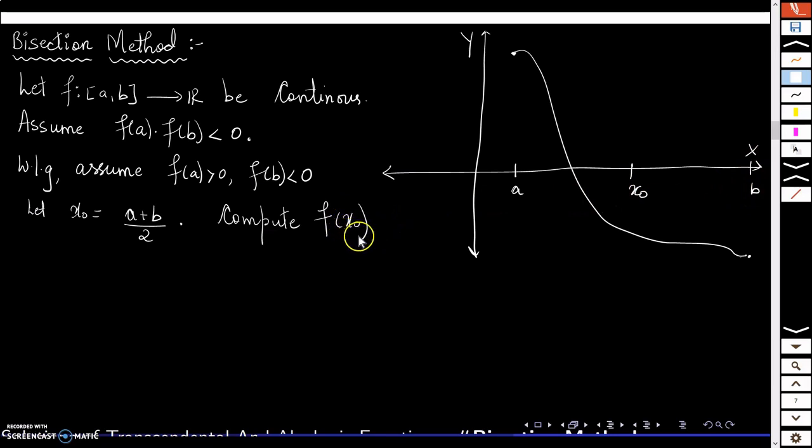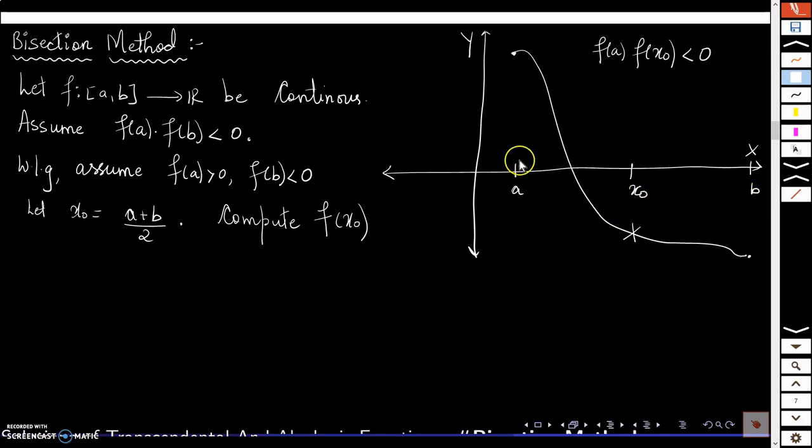If f of x naught is negative, which is happening in this case, f of x naught is here, which is negative, then I have to look at f of a and f of b now. F of x naught is negative, so take its product with f of a. So this is positive and f of x naught is negative, right? So their product will be negative. So these two will be of opposite signs. That means I'm going to retain this interval a to x naught and I'm going to discard the remaining half, that is x naught to b. Clear?